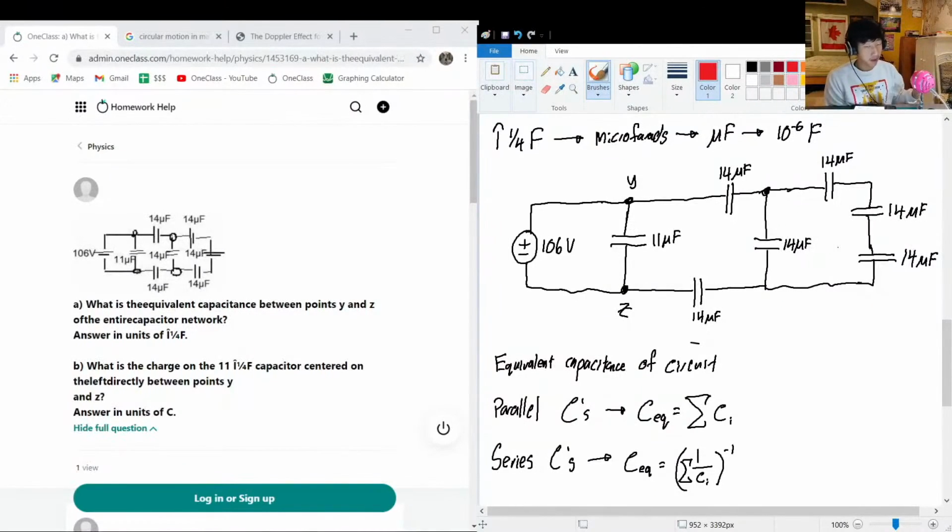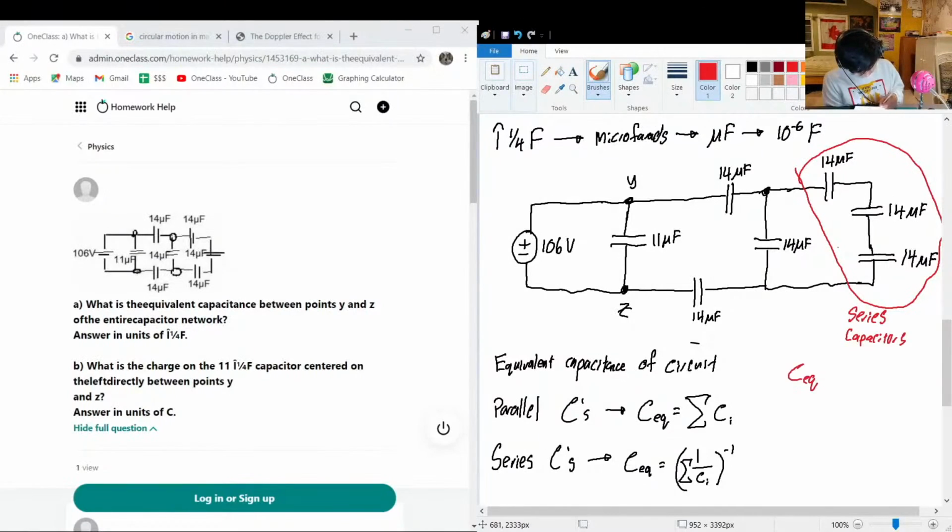To start this off, let's identify sections that we could simplify rather easily first. Here we have these 3 series capacitors. Let's call the CEQ1. Well, they're all the same. They're all 14. So it's going to be 3 multiplied by 1 over 14 microfarads, to the power of -1.